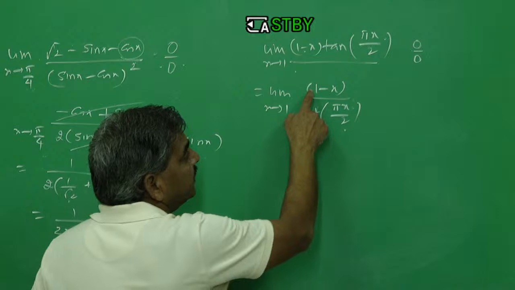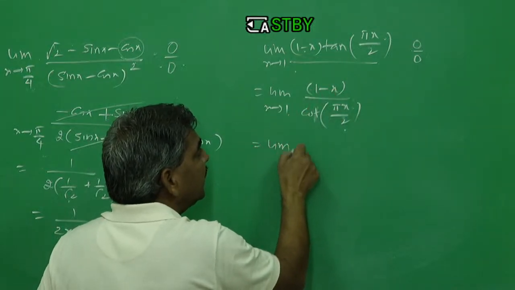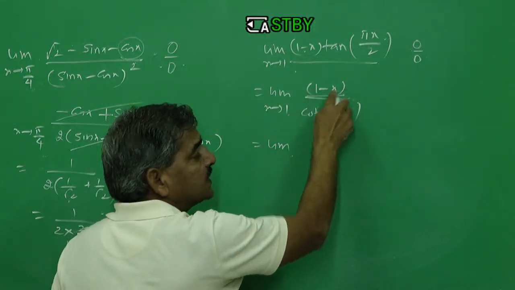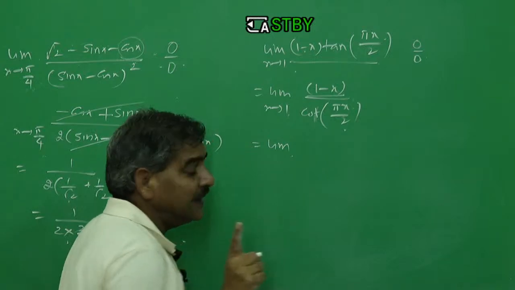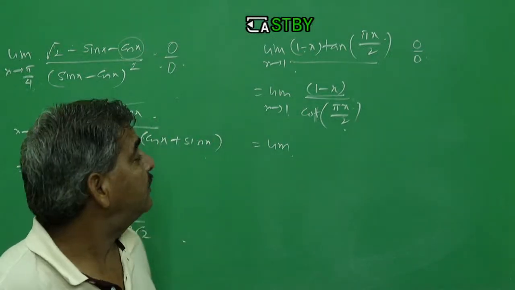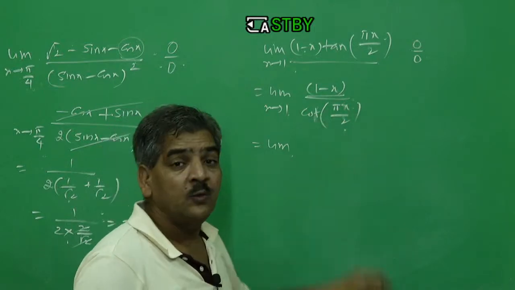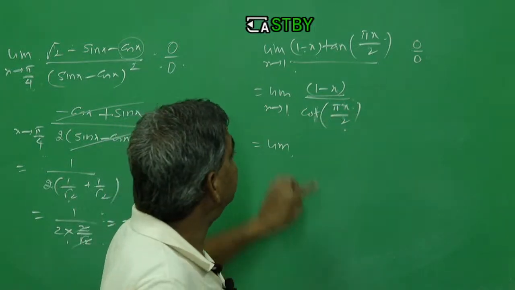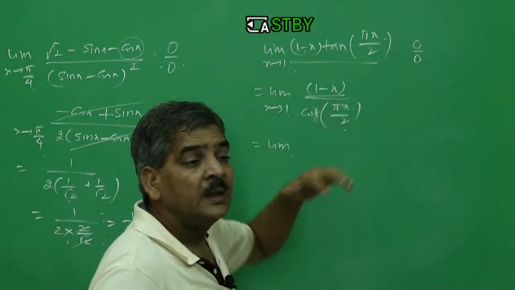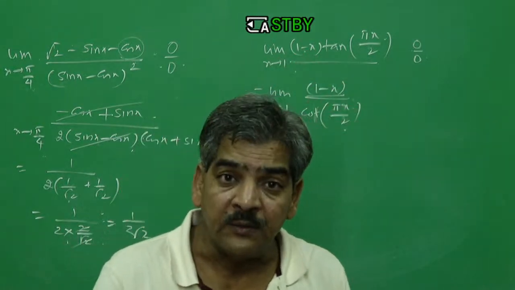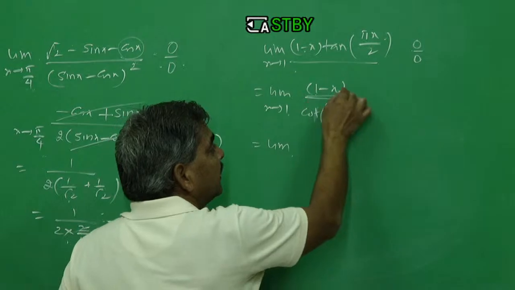If I differentiate the numerator separately, what will we get? Derivative of 1 minus x, but does it appear in indeterminate form? Let's see. If I put x equal to 1, cot of pi by 2 is equal to 0. It is correct. If I put x equal to 1, it appears in indeterminate form. Okay, so differentiate numerator separately.